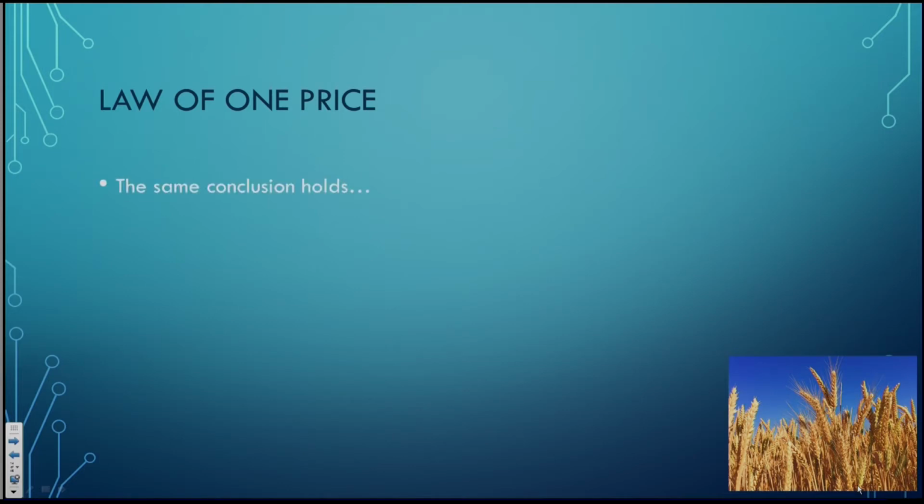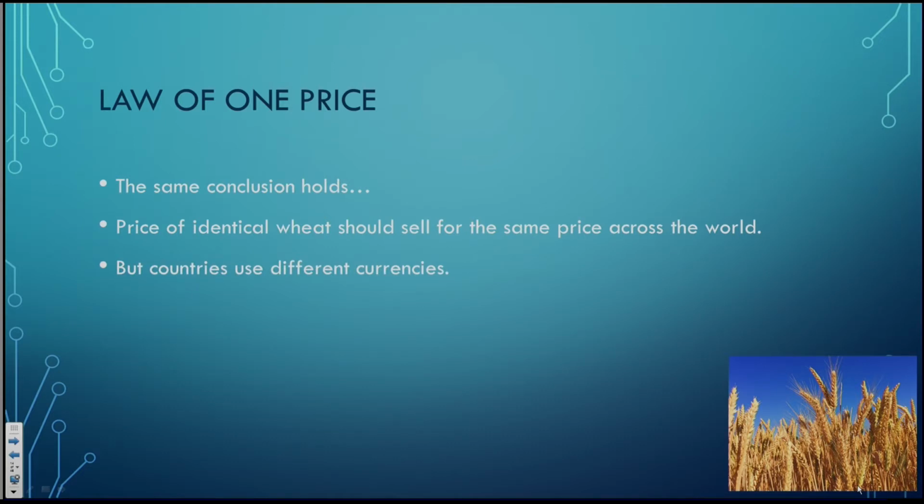Now, the same conclusion holds here. Price of identical wheat should sell for the same price across the world, right? The price of the identical wheat should be the same across the world. But here's a problem. Countries use different currencies. So, if we have different currencies, we have to factor in exchange rates. But the bottom line is that if the wheat's identical, it should sell for the identical price across the world once we factor in exchange rates.